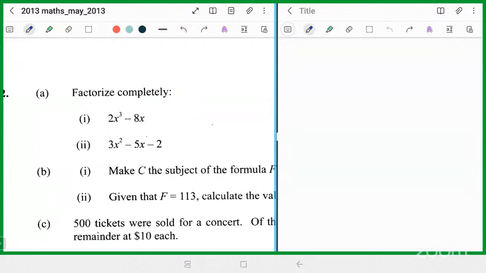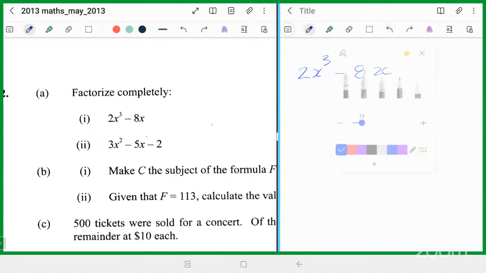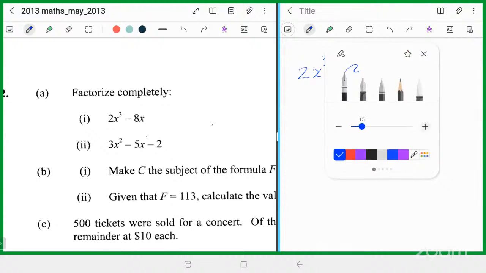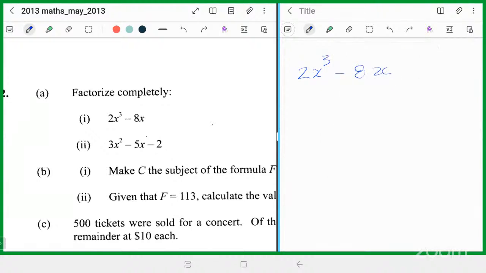All right, let's go. So we have 2x cubed minus 8x. Initially, all we have is a common factor factorization. Whenever I see a minus between the terms here, my mind is thinking about the difference of 2 squares. You have to look out for it. But initially, it's just a common factor of 2x. In terms of the numbers, the common factor is 2. In terms of the variable, the common factor is x. So it's a 2x common factor.